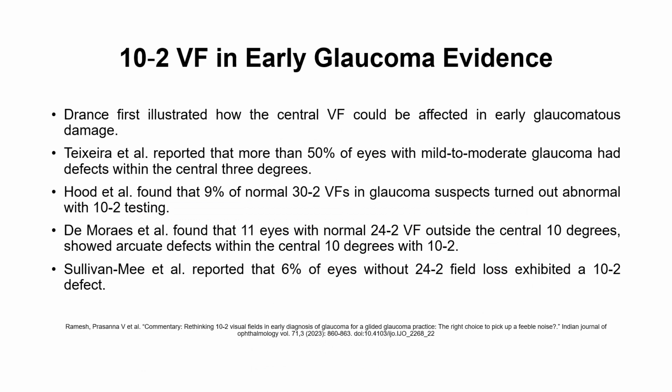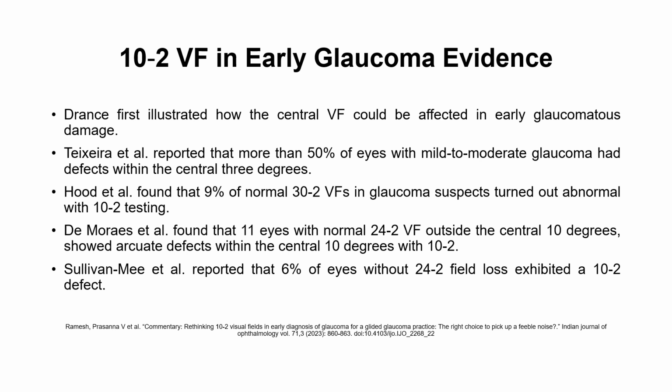And not only that, I will mention in this slide the evidence behind that. I have listed more than 5 studies talking about the role of the 10-2 visual field in early glaucoma. For example, Grant, who first illustrated how the central visual field could be affected in early glaucomatous damage, followed by many studies. In one study, Teixeira and his team reported that more than 50% of eyes with mild to moderate glaucoma had defects within the central 3 degrees.